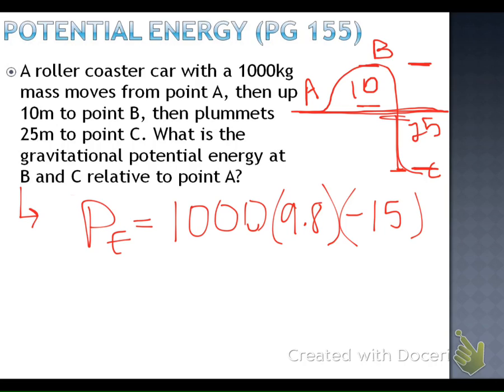What'd you get, Olivia? Negative 147,000. Okay, we agree? And why would our potential energy here be negative? Yeah, it's closer to the ground. Okay, so we're losing potential energy as it goes down the track. We're losing potential energy, but what are we picking up?